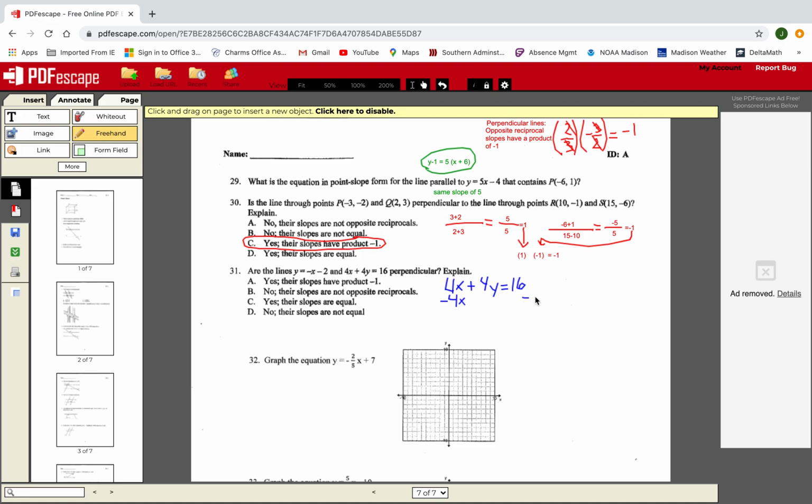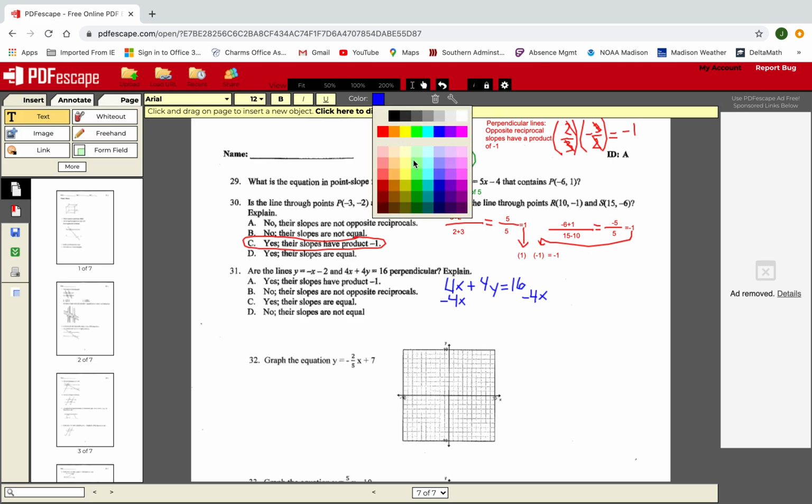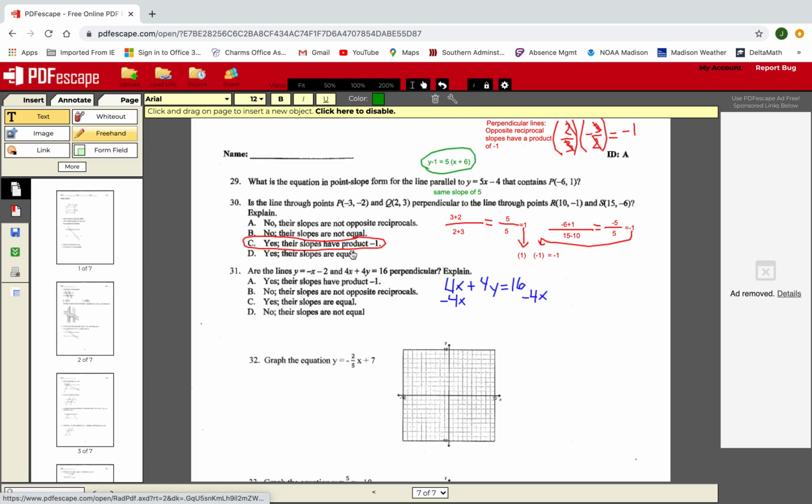Subtracting 4x from both sides, which is going to make that go away on the left. I no longer have x's on the left. Okay, so now I have just 4y left on the left side, and on the right side I've got -4x plus 16. That is a positive 16.